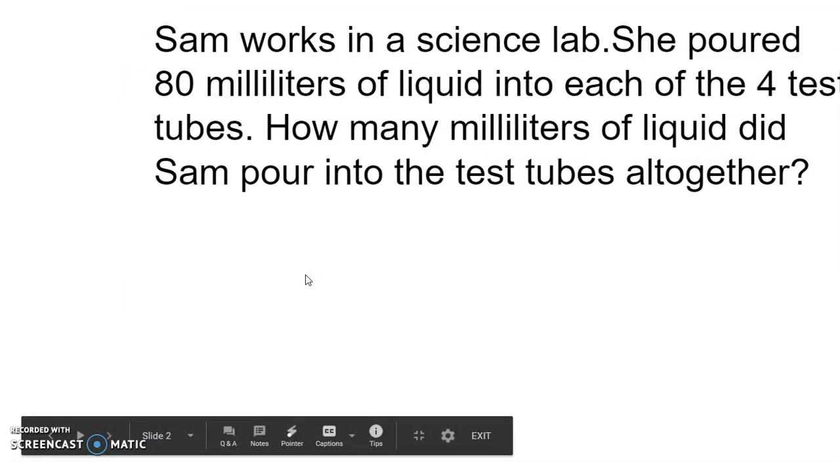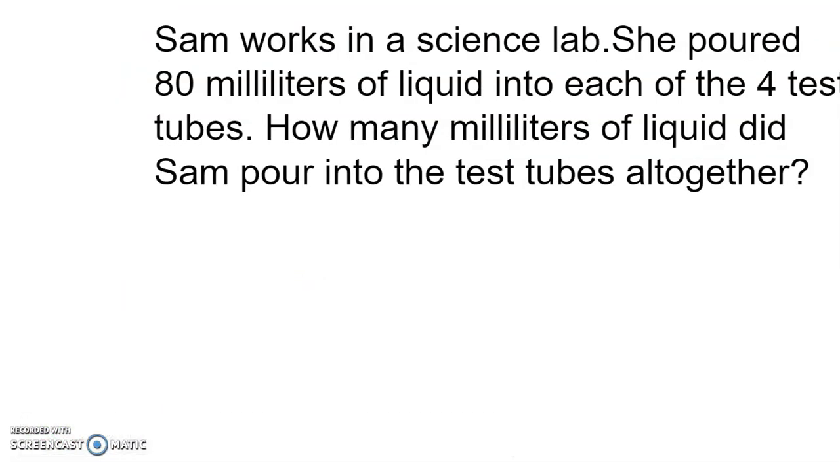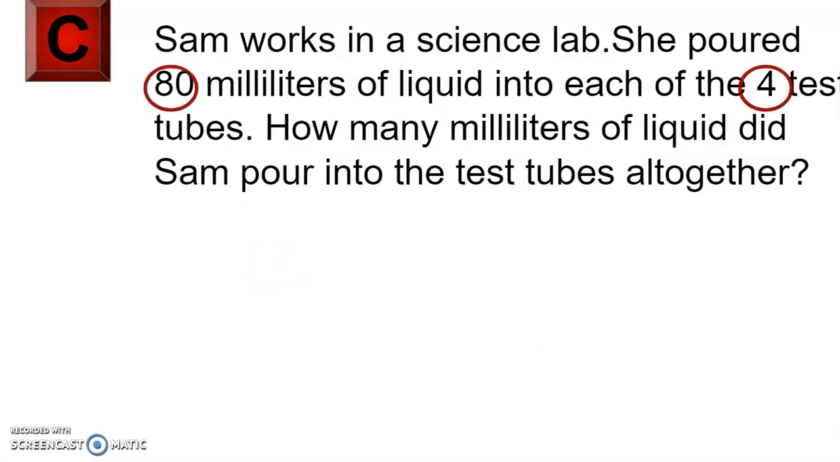Okay, let me read this question to you. Sam works in a science lab. She poured 80 milliliters of liquid into each of the 4 test tubes. How many milliliters of liquid did Sam pour into the test tubes altogether? What is the first step that we need to do here? Yes, we need to circle the numbers. 80 and 4 are the 2 numbers that I see here, so I'm going to circle them.